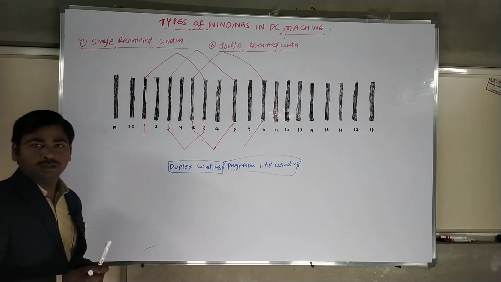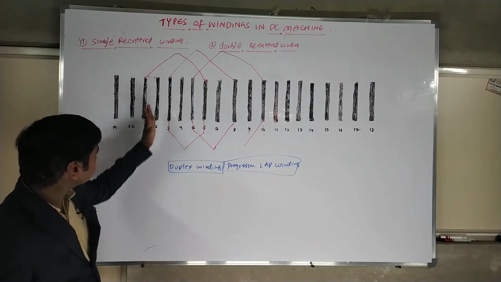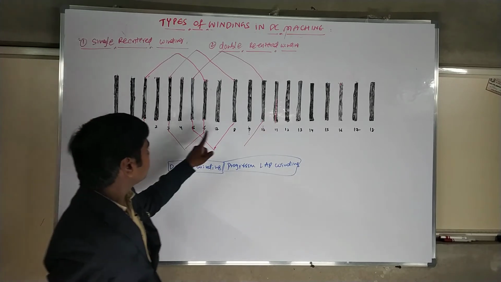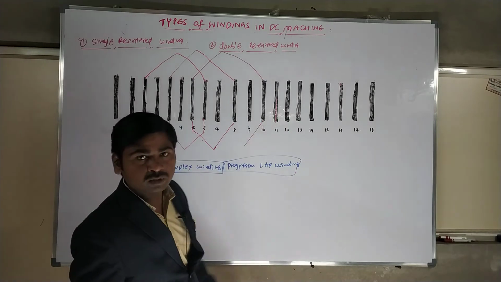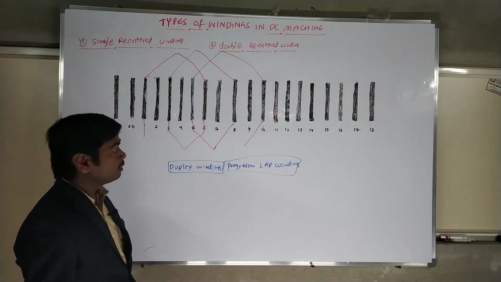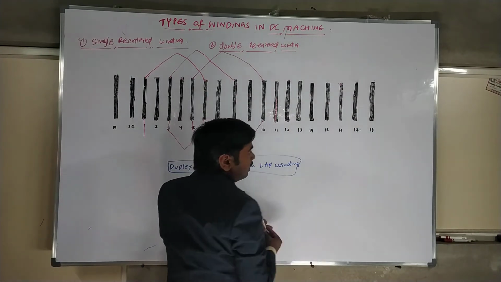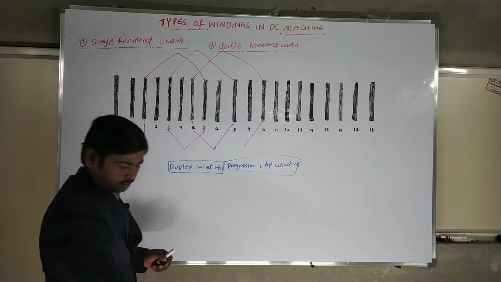Once you observe here, we have empty slots. The second slot is empty, there is no conductor. The fourth slot is empty, there is no conductor. The seventh is empty, followed by the ninth being empty. One slot by one slot, they come in an empty manner. So the winding keeps on going, and after this one more winding ending conductor will come.